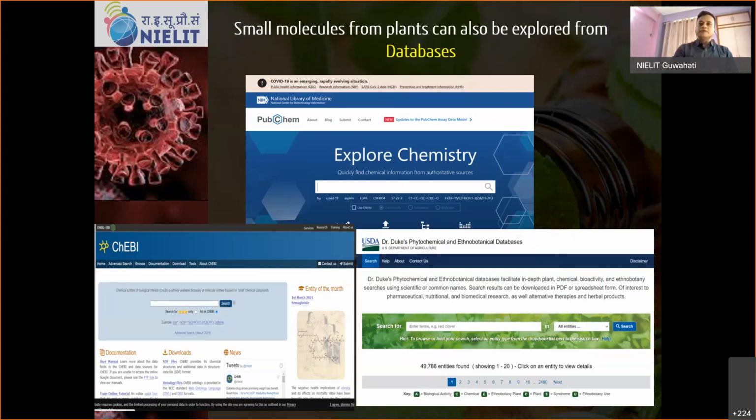Then small molecule databases, as already mentioned: if the facility for doing GCMS or LCMS is not available with us, we can go to these kind of databases and get at least some of the compounds for that plant, if it is available there.